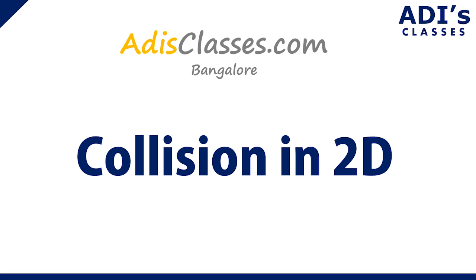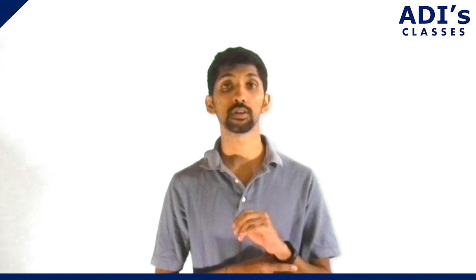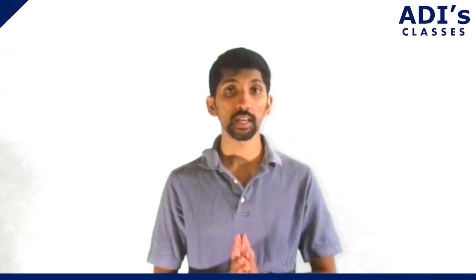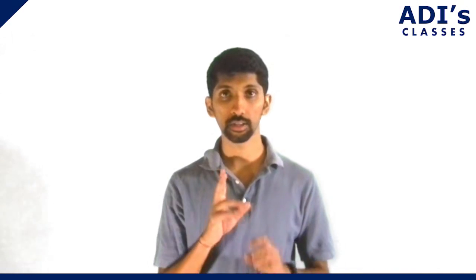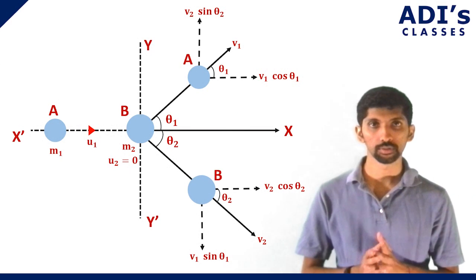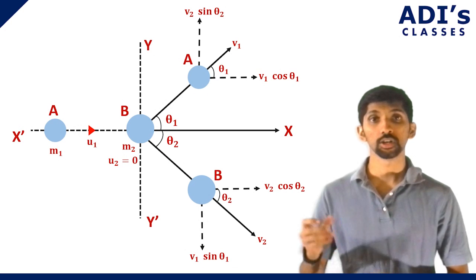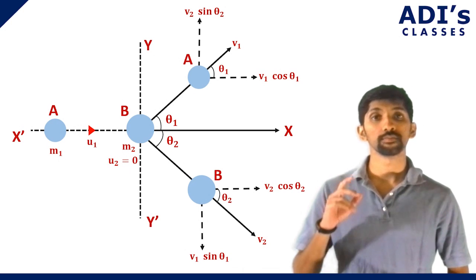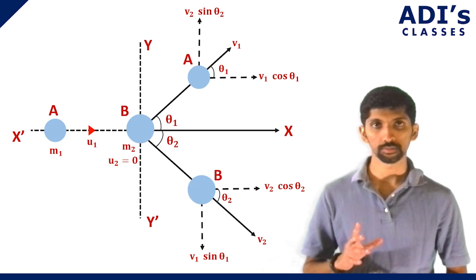Now, the derivation you saw was for collisions in one dimension, right? Now we'll try to do the same thing in two dimensions. So what we are doing is an elastic collision in two dimensions. All right, now look at the figure. We have two masses m1 and m2, and velocities u1, v1 and v2. We also have two angles theta1 and theta2, right?